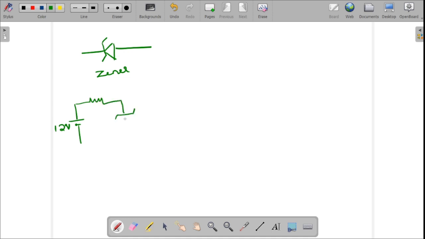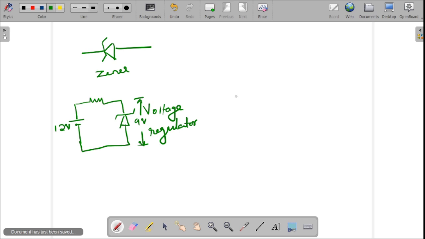So what is the purpose of a Zener diode then? A Zener diode will act as a voltage regulator, which means it will give a constant voltage. For example, if I am connecting a 9 volt Zener diode, then the output across the Zener diode will be 9 volt, so that this 9 volt can be utilized for the rest of your circuit.